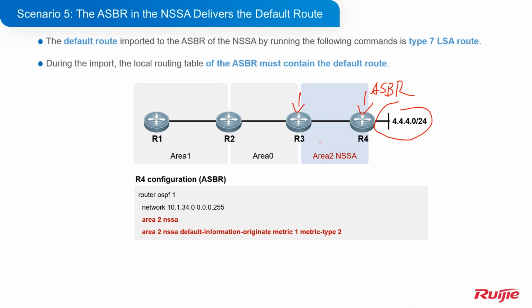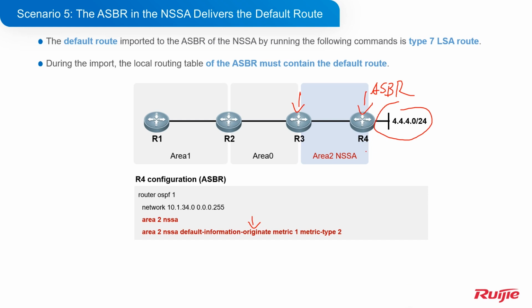Also, the command is the same. First, we have to set the NSSA area on R3 and R4. So we have to configure area 2 nssa on R3 and R4. After this, we use this command: area 2 nssa default-information-originate metric 1 metric-type 2. So it's the same command we use on the ASBR.